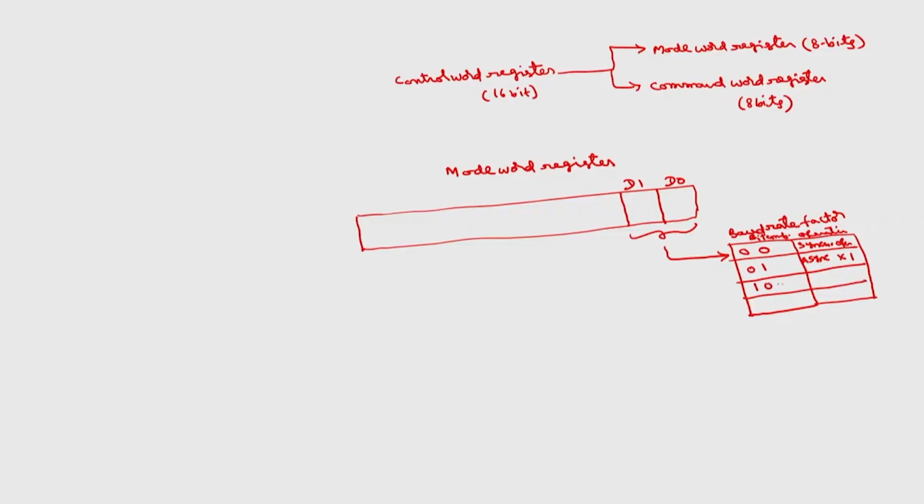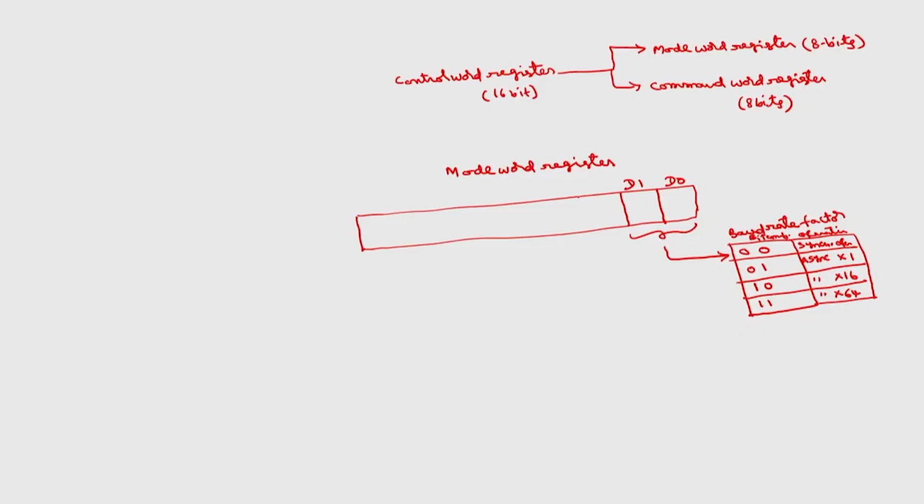We will discuss some few examples. 1 0 is asynchronous, but the baud rate factor is 16. 1 1 is asynchronous only, baud rate factor is 64. Only for 0 0, the 8251 will operate in synchronous serial transmission mode, whereas for the remaining 3 combinations it is asynchronous. In one case the direct baud rate is taken, in one case a factor of 16 is taken, and in the other case a factor of 64 will be taken. That is about the last 2 bits.